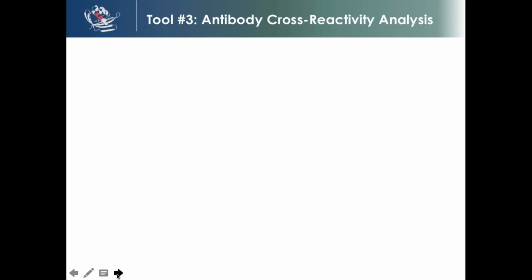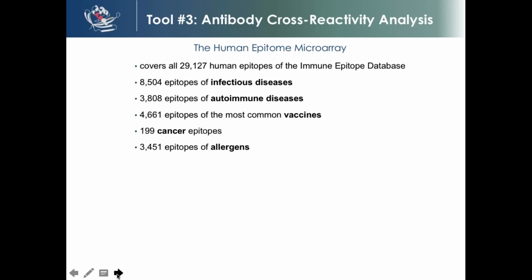Finally, on to tool number 3. It's our antibody cross-reactivity analysis. This has been made possible with our development of the Human Epitome Microarray. This covers almost 30,000 human epitopes of the Immune Epitope Database, which is a free resource, NIH funded and developed at La Jolla Institute of Allergy and Immunology, based here in San Diego. In our chip, we include epitopes for infectious disease, autoimmune, vaccine, cancer, and allergens.